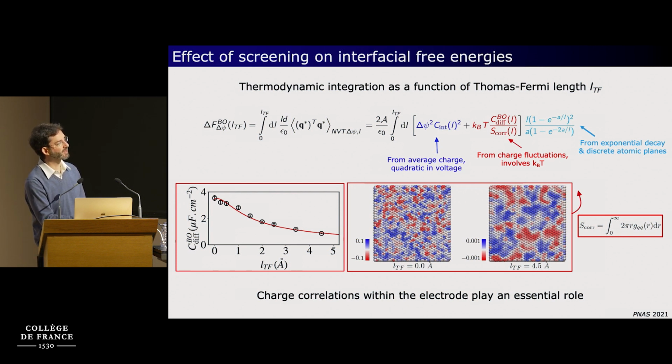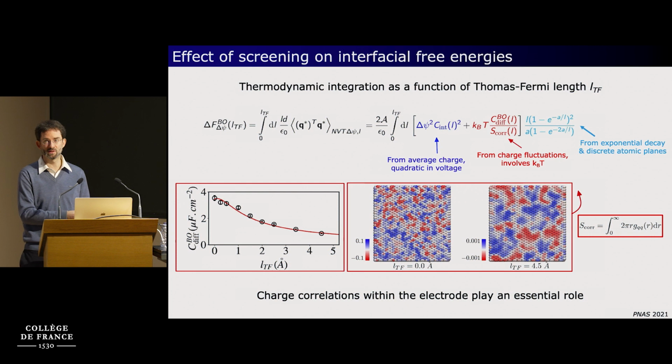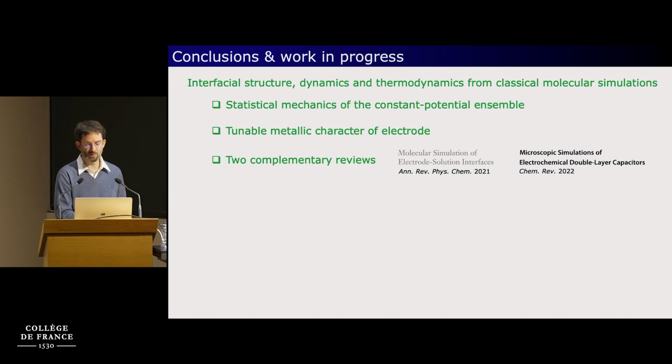And as you can see here on this snapshot, it depends on the value of the LTF. And generally, the correlation area increases when you increase the screening length, as you might expect. And there is a last term in the model which comes from the decay of the potential as you go deeper and deeper into the solid. This involves the exponential decay and the fact that you have discrete atom planes that are separated by some characteristic length A, which is related to the lattice of the metal. And all this work shows that charge correlations within the electrode play an essential role on the interfacial thermodynamics.